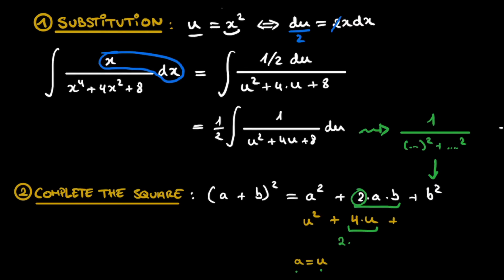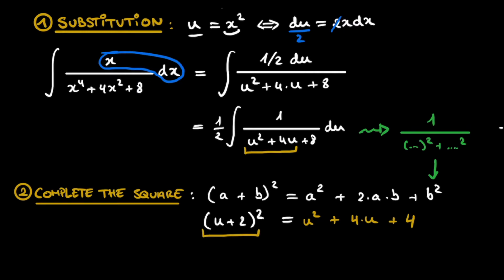So this is actually 2 times u times whatever is left in order to make this 4u. Now, in this case, this is of course simply 2, because if we multiply 2 times a, which is u, times 2, we indeed get 4 times u. Therefore, we know that b is equal to 2, and b squared will then be equal to 4. Now, doing this in reverse, we then see that we get u plus 2 squared. And so we've rewritten u squared plus 4u as u plus 2 squared.